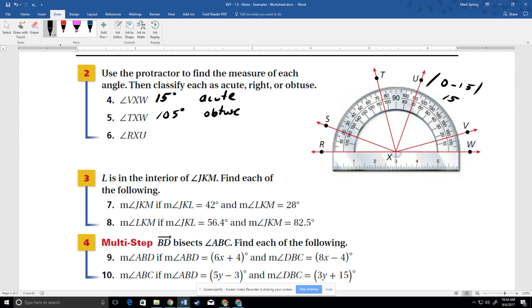And then we have RXU. We can start from 0 on this side. So R to X, it's open to 110. So 110 degrees, and that is also obtuse. Anything between 0 and 90 is acute. Anything between 90 and 180 is obtuse. 90, of course, is a right angle, and 180 is a straight angle. So we're pretty good there.